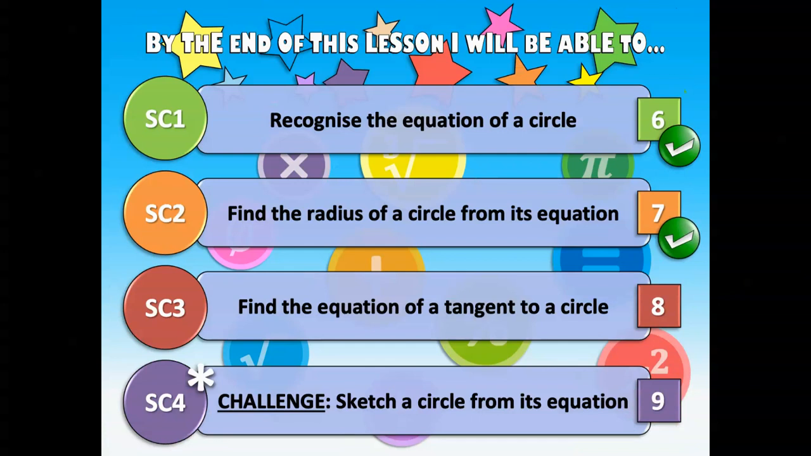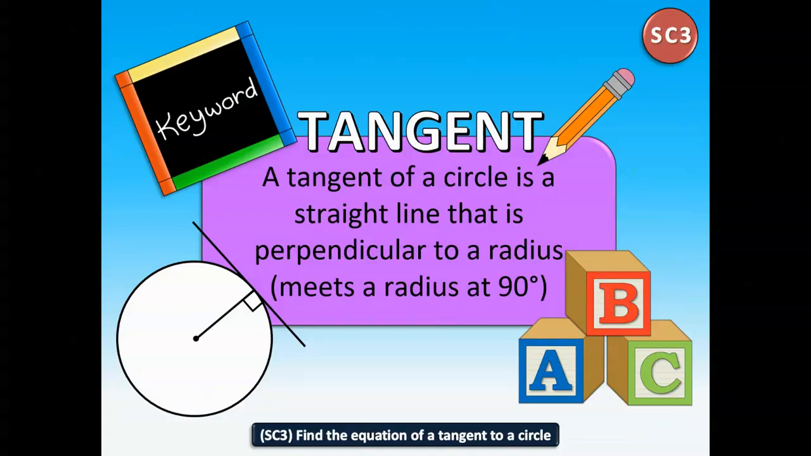And now we've completed success criteria 2. So now we're going to move on to number 3, and this is to find the equation of a tangent to a circle. So a tangent of a circle is a straight line that is perpendicular to the radius. The line will always just touch the circle, it'll never go through it.